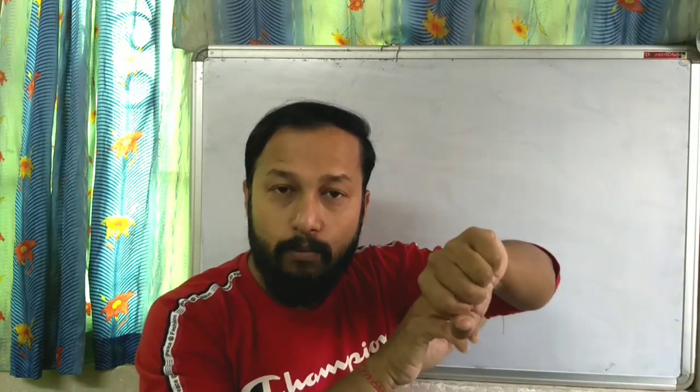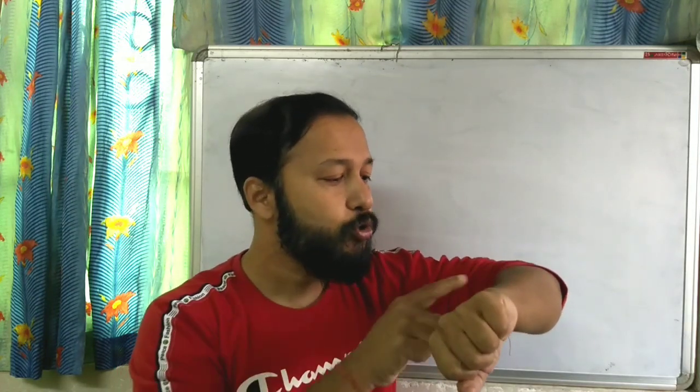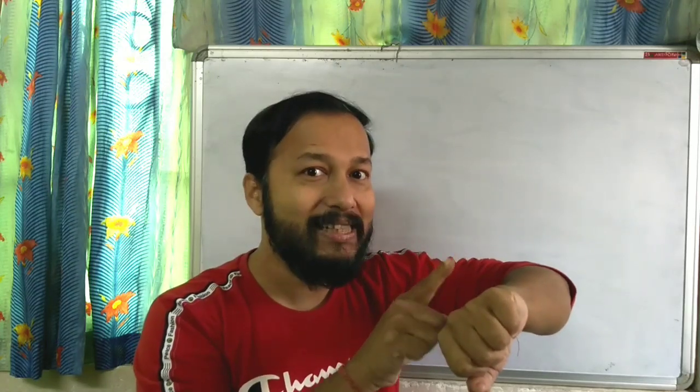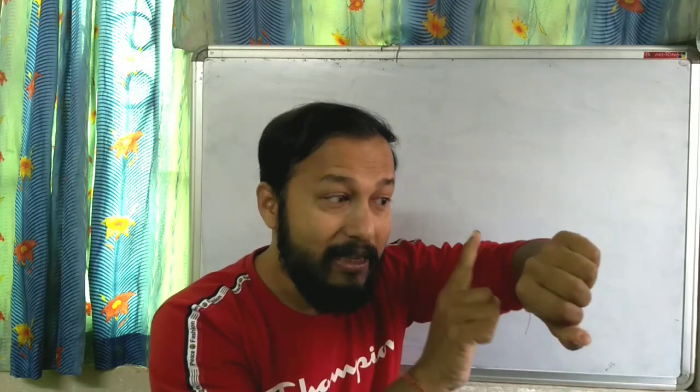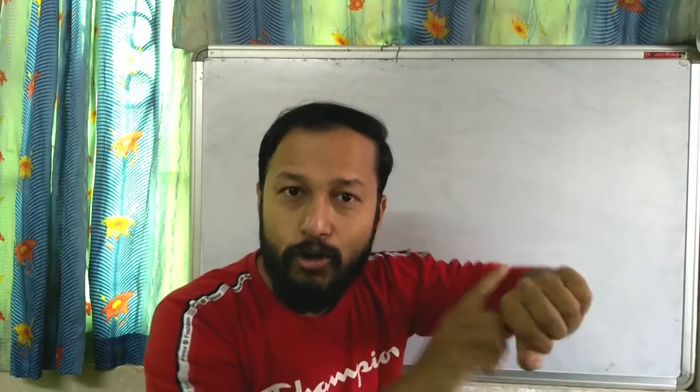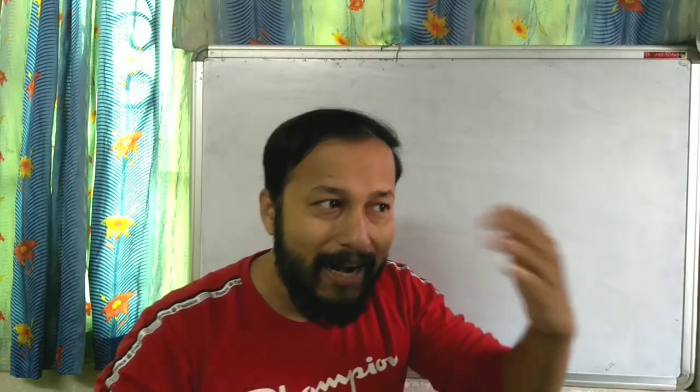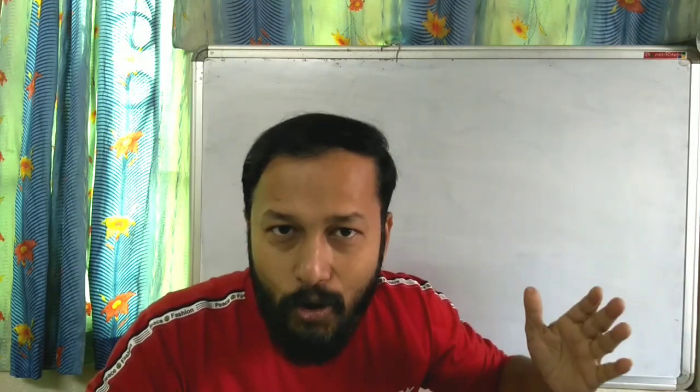Understood? You can take the example of some watches. In the dark also you can see what the time is, because phosphorescent material is there in the watch. That's why in the dark also you can see the time. That is phosphorescent material.